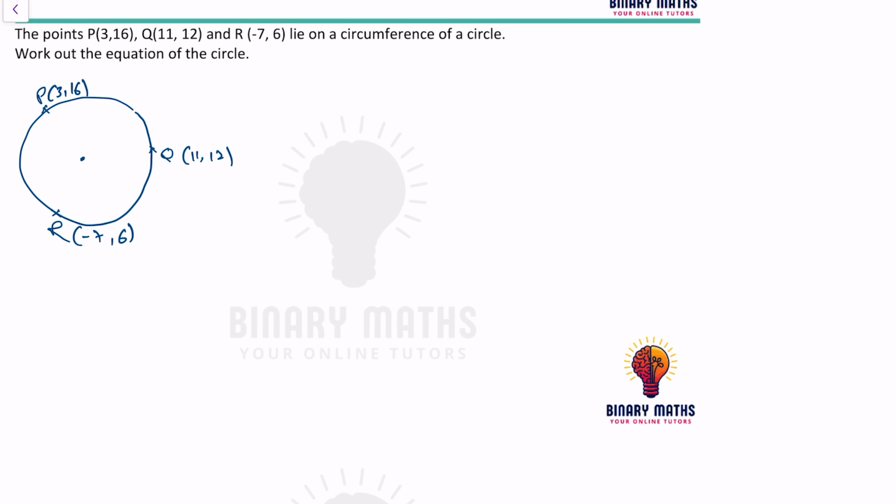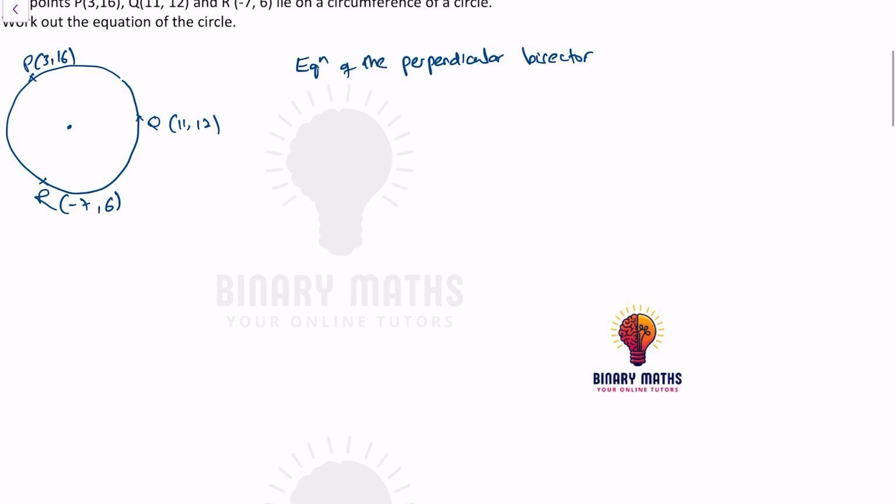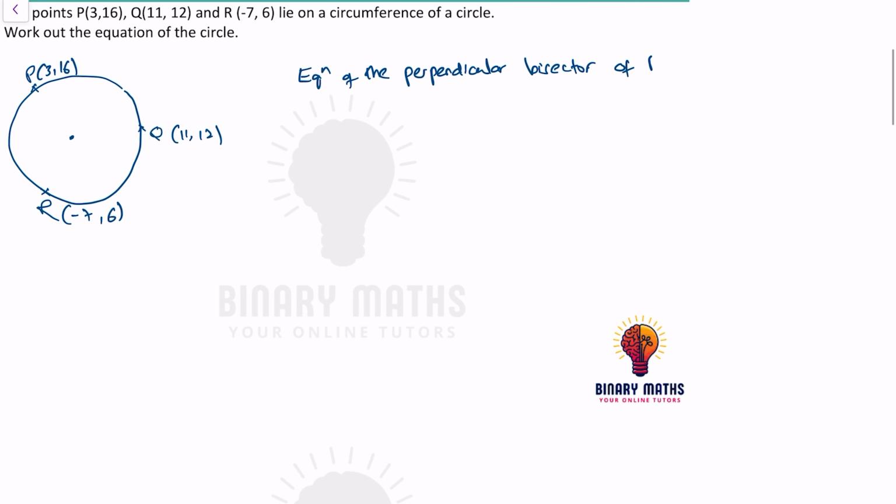So the first thing I need to work out is the equation of the perpendicular bisector of PQ. What that means is if I find PQ, then the perpendicular bisector will go through the center. So remember, it bisects P to Q and is perpendicular to it.